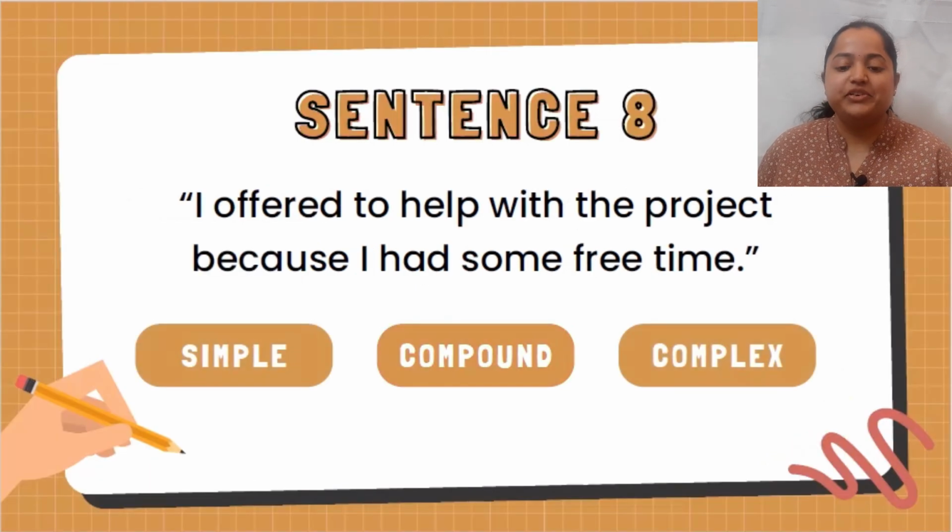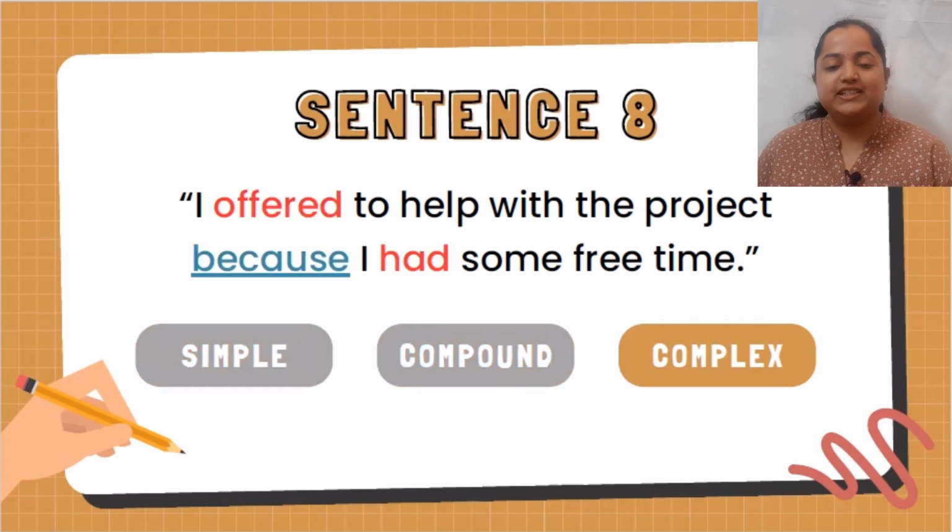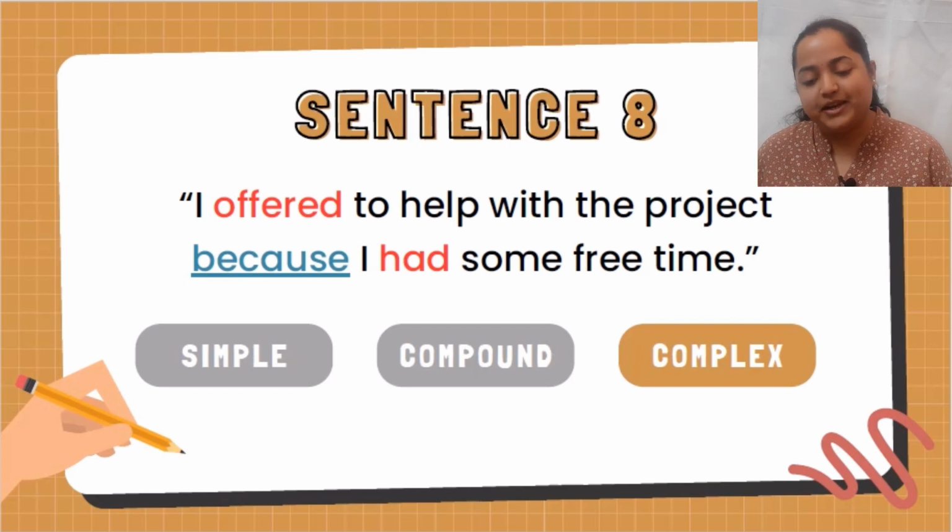Alright, sentence number 8. I offered to help with the project because I had some free time. Absolutely, this is a complex sentence because it has a subordinating conjunction, because, and it has two clauses. One is the independent clause and one is the dependent clause. Offered and had are the two verbs. So I offered to help with the project is the independent clause, and because I had some free time is the dependent clause.